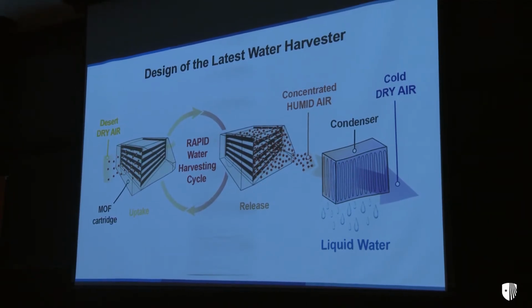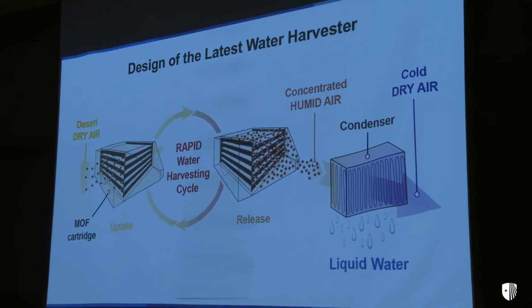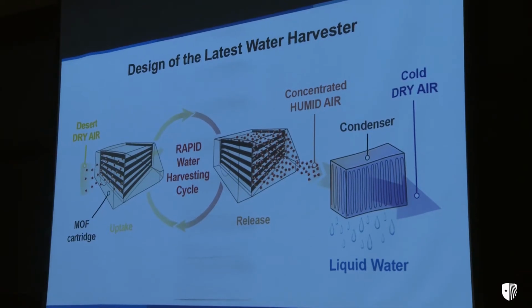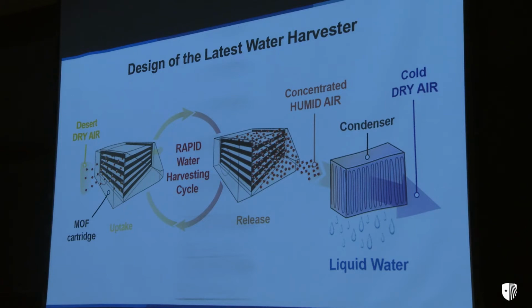And we designed a system of cartridges. So you have cartridges of moths. Air comes in one direction, and then you pull in the other direction. So while you're collecting water from the atmosphere, you're pulling water in the other direction.